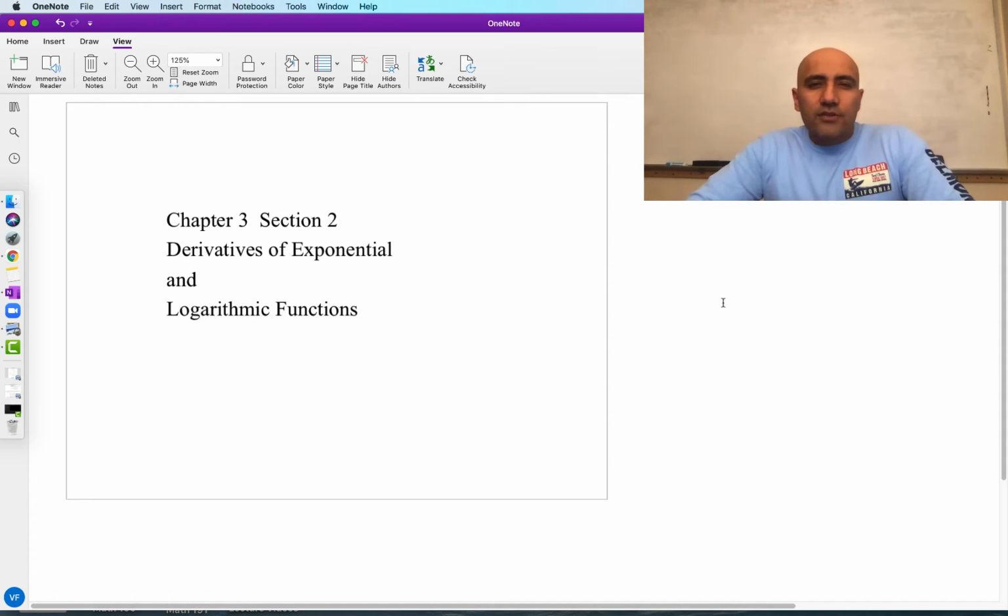Okay, Chapter 3, Section 2, Derivatives of Exponentials and Logarithmic Functions. In order to achieve this goal of figuring out what is the derivative of an exponential function and a logarithmic function, let's first step back and revisit a family of functions called exponential functions.